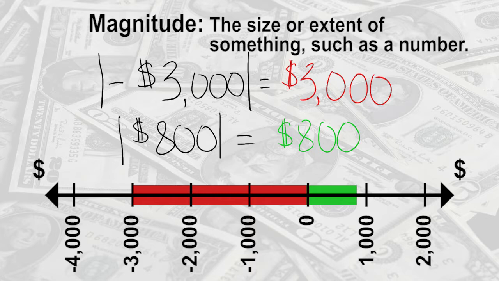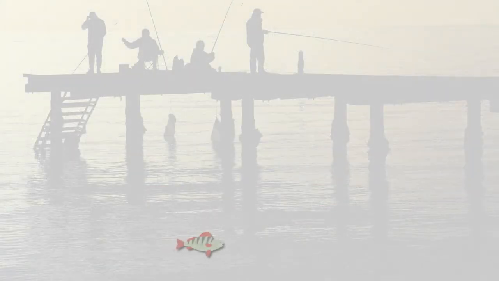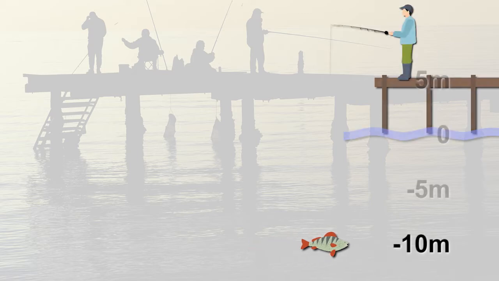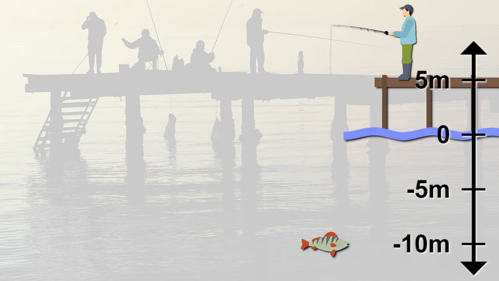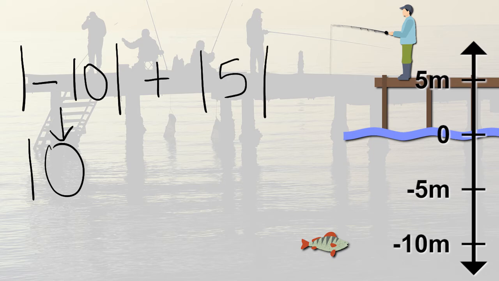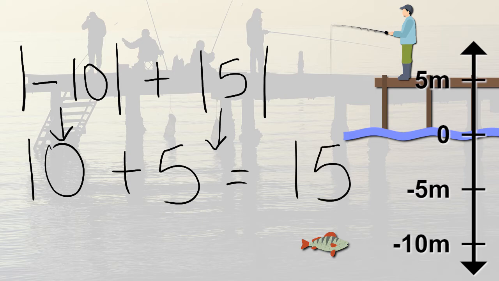We use absolute value in determining the distance between two numbers, even those on opposite sides of 0. Think of our fish at an elevation of -10 meters. A fisherman on a pier 5 meters above the surface of the ocean is 15 meters away from the fish. We find this by finding the distance of the fish to the surface of the ocean, which is 10 meters, and adding it to the distance of the fisherman to the surface of the ocean, which is 5 meters. When added together, we find the total distance is 15 meters.